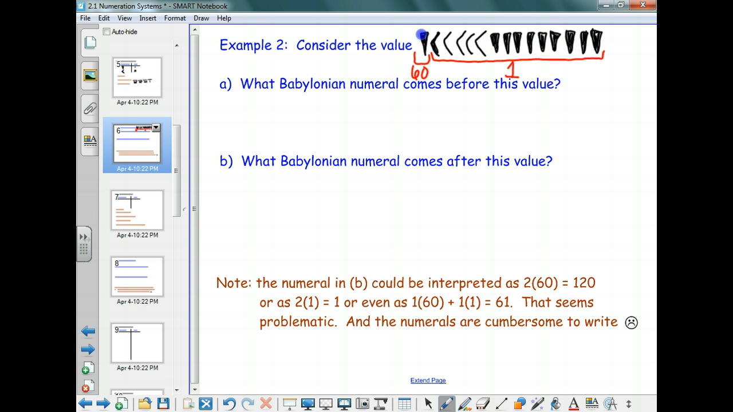Okay? We have the ones place, and you have the 60s place. And we can have more stuff over here too, if they're larger, and that's fine. All right, for this one, part A is the easier one to do. Because remember back in the Egyptian example, in order to get the number before, it's like subtraction. What would you do with this number to get the number before? Just take away a triangle, right?